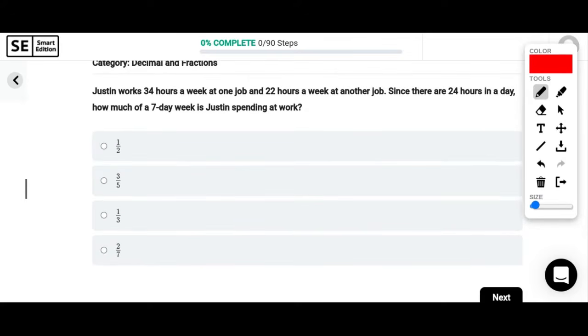Okay. Justin works 34 hours a week at one job and 22 hours a week at another job. Since there are 24 hours in a day, how much of a 7-day week is Justin spending at work? So he spends 34 hours at one job and 22 hours at another. So Justin works 56 hours a week.